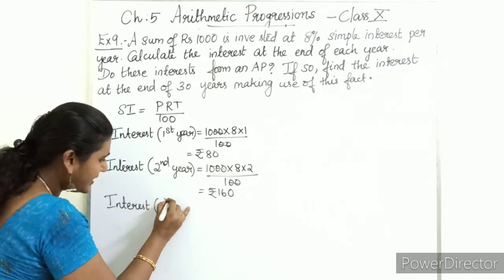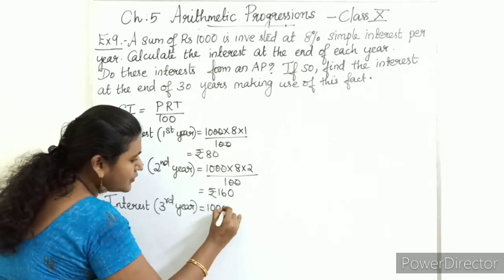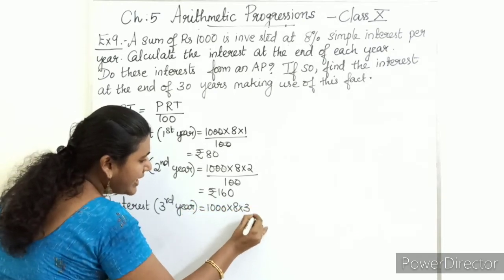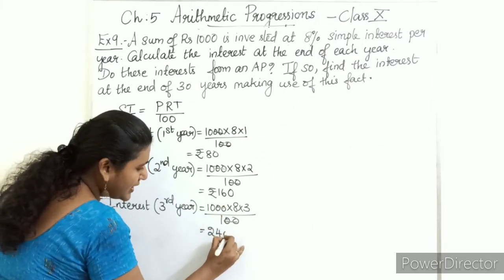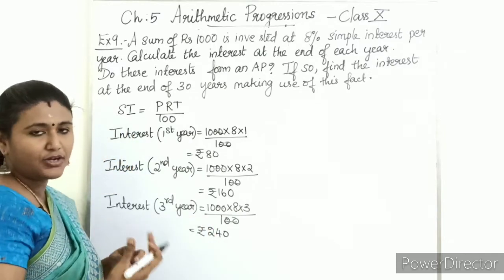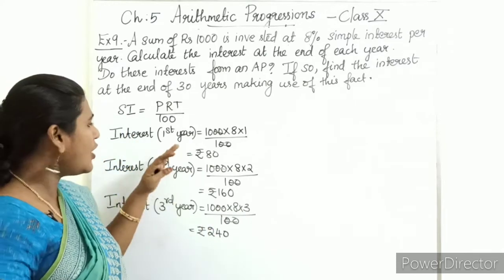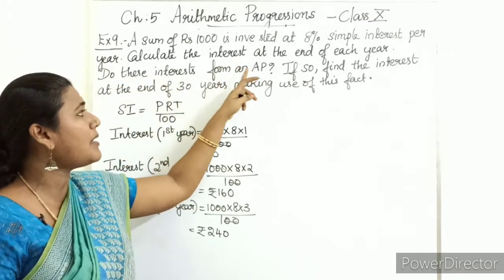Okay, so interest at the end of third year is equal to 1000 into 8 into 3 divided by 100. So when you simplify, you will get ₹240. So similarly, we can find out the interest at the end of fourth year and fifth year. Now we will see the next question: do these interest form an AP?